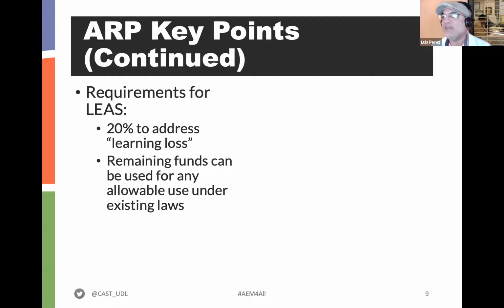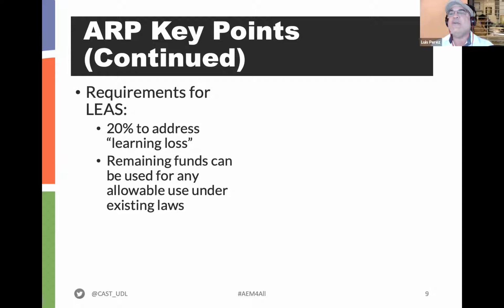As the parent of someone who is going through this interesting time, they've learned a lot, whether it's resilience or just different ways of learning and working. But that's the term that's used in the American Rescue Plan, so you'll see it over and over. 20% needs to be used to address learning loss through a variety of different interventions.